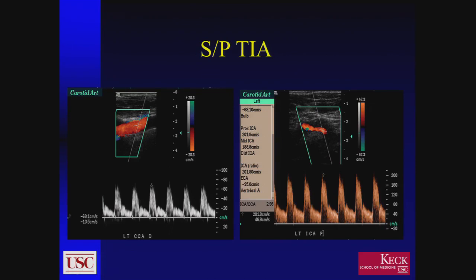This is a patient who presented with a TIA. And when you look at his numbers, here's the common carotid artery, there is the internal carotid artery, and you can see in the internal carotid artery that the peak systolic velocity is about 200 centimeters per second. His velocity ratio is about 3. So I think if you think back to my little chart from the carotid the other day, these are pretty classic numbers for about a 50 to 69% stenosis.